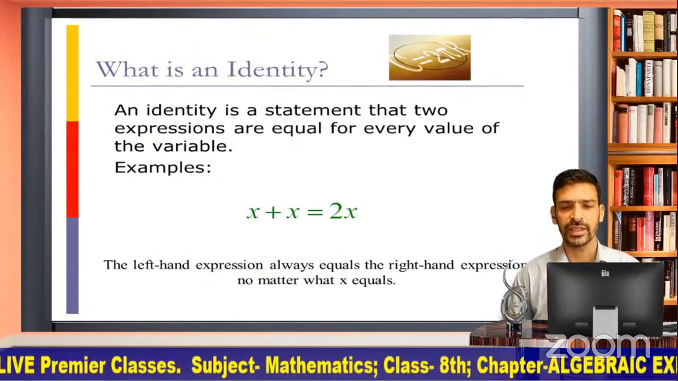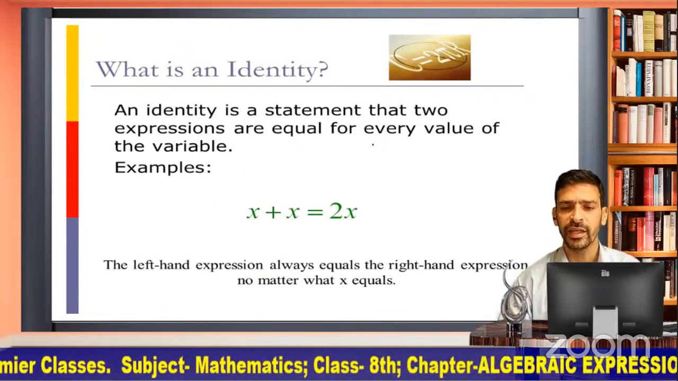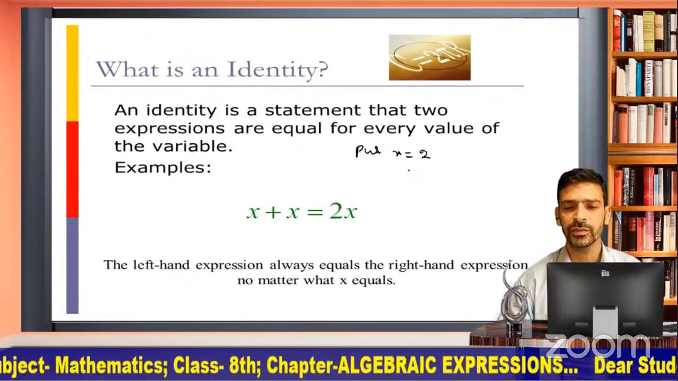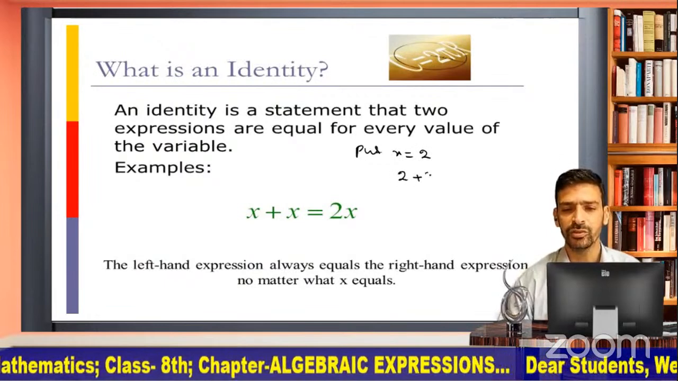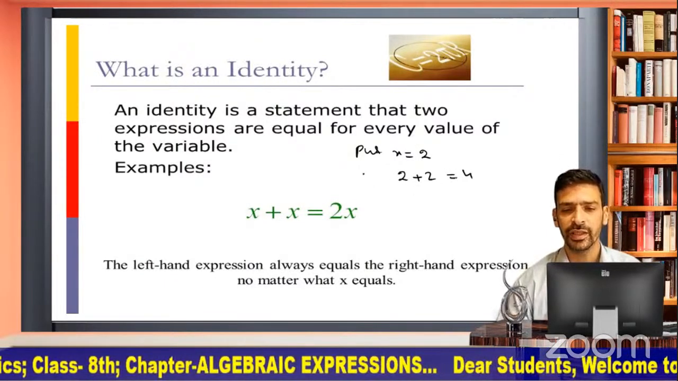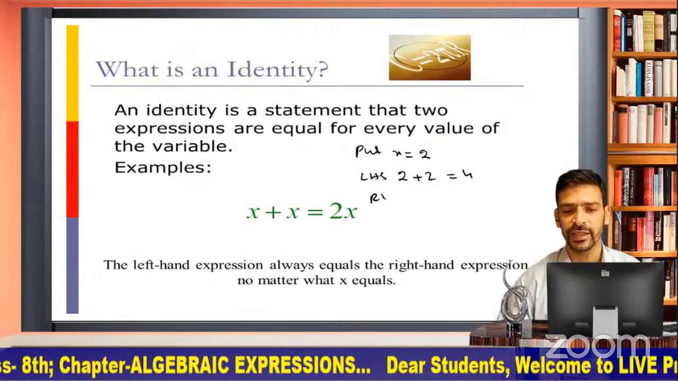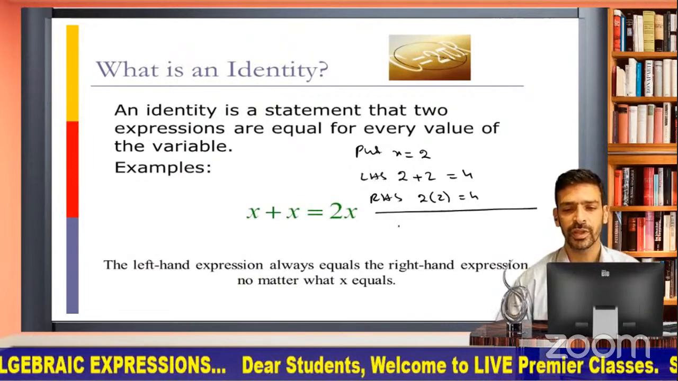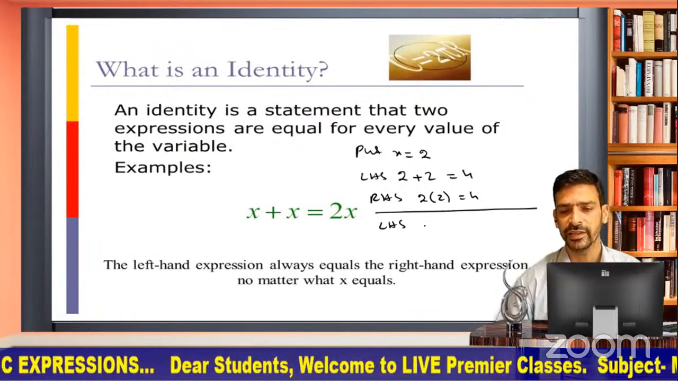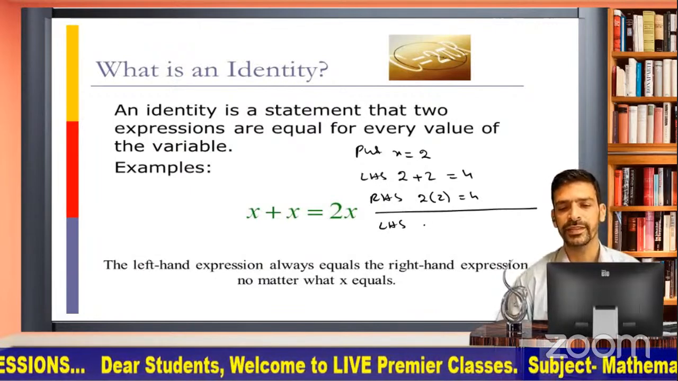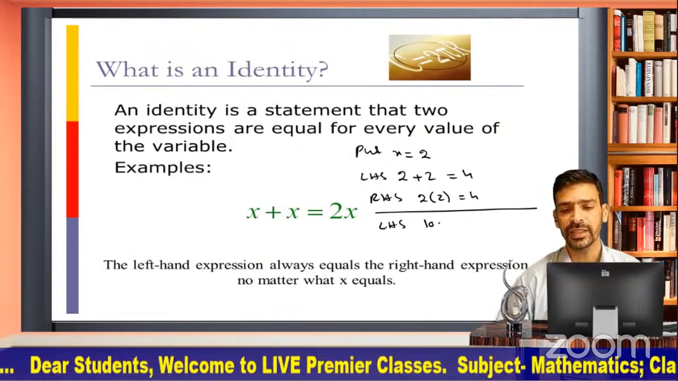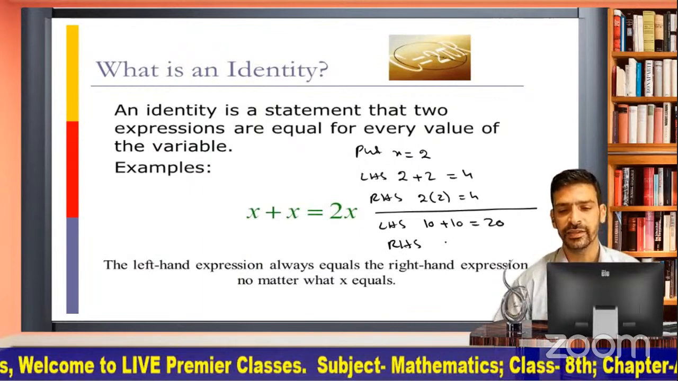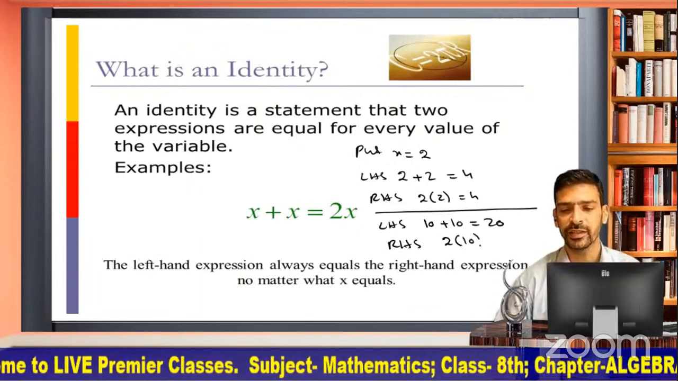We have another example here. x plus x is 2x. Let us suppose we put x equals 2. Okay, we have 2 plus 2 and it is 4. This is left hand side. Let us see right hand side. It is 2 times 2. It is 4. Let us check again. Left hand side, we have, say, 10 plus 10, it is 20. And let us see right hand side, it is 2 times 10, it is 20.